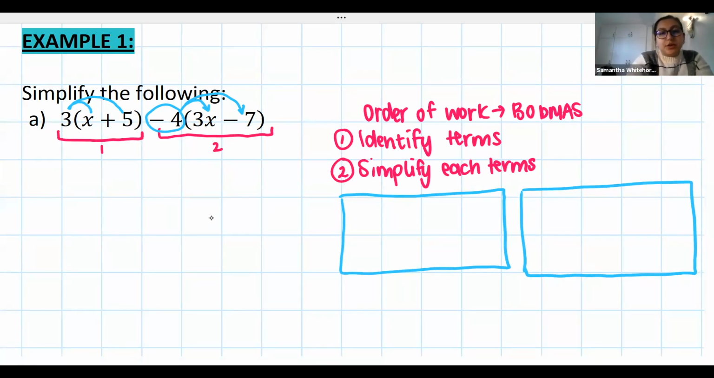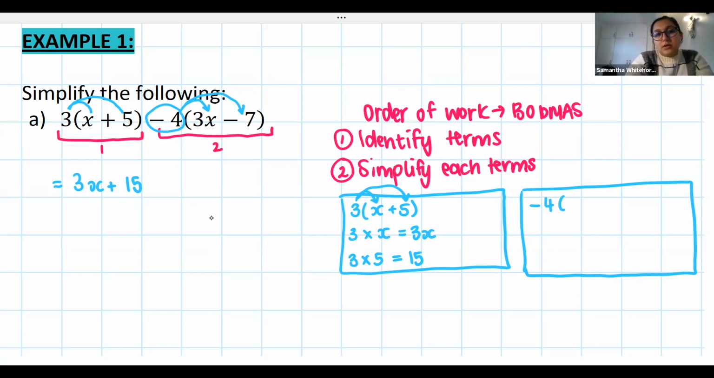So for the first term, we've got 3 times x plus 5. We need to say 3 times x, we need to distribute, and we need to say 3 times the positive 5. Again, we're distributing. We know that 3 times x gives us 3x, and we know that 3 times 5 gives us 15. So this first term simplified is 3x plus 15. Now we have to deal with that second term. We've got the minus 4 times 3x minus 7. We again need to distribute.